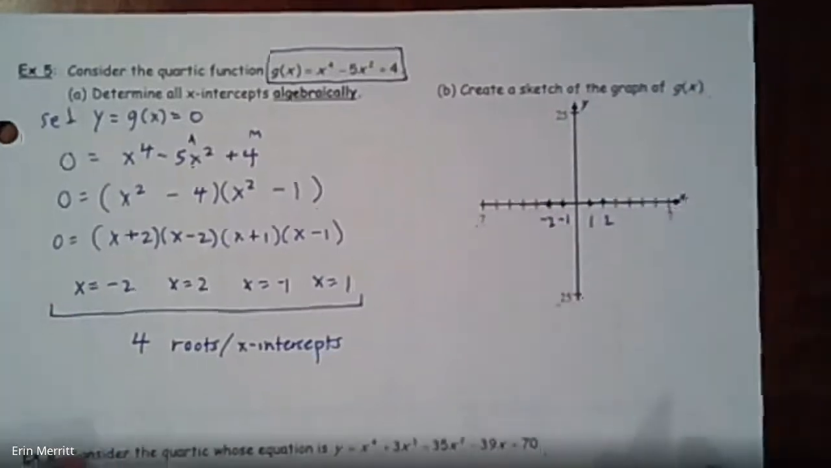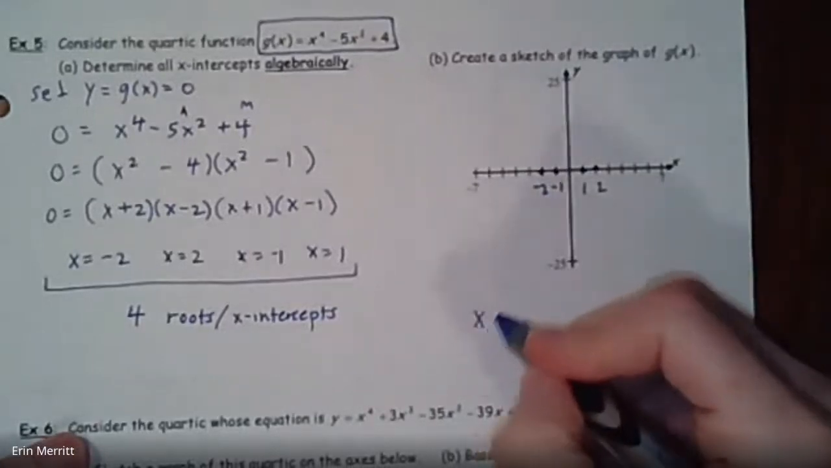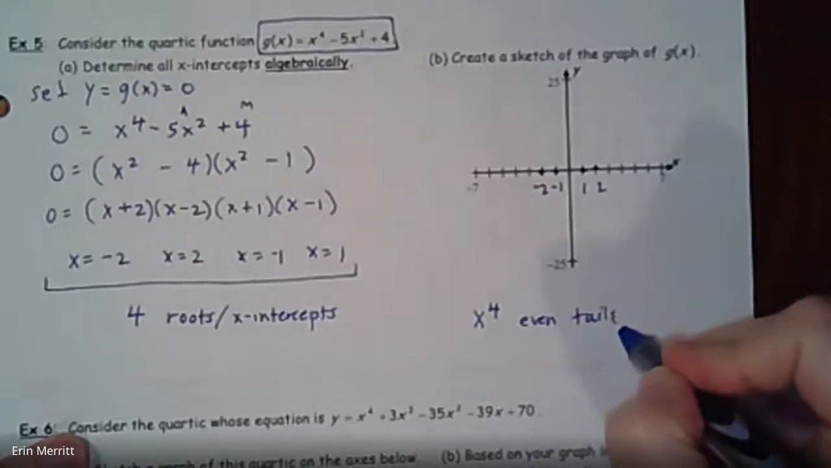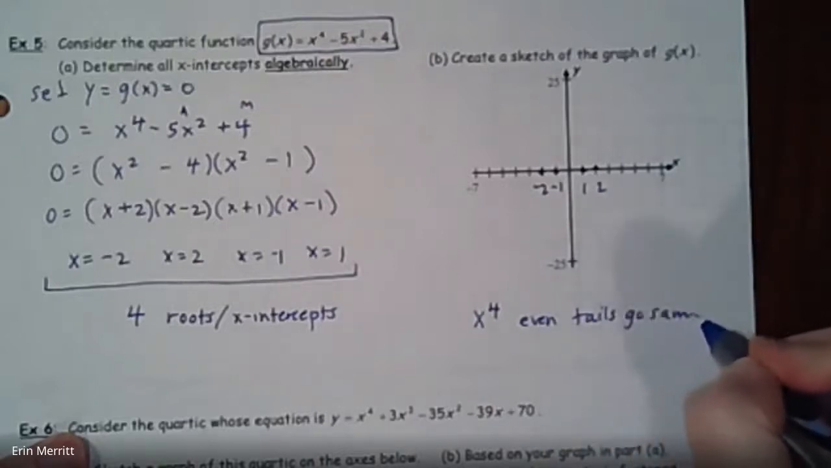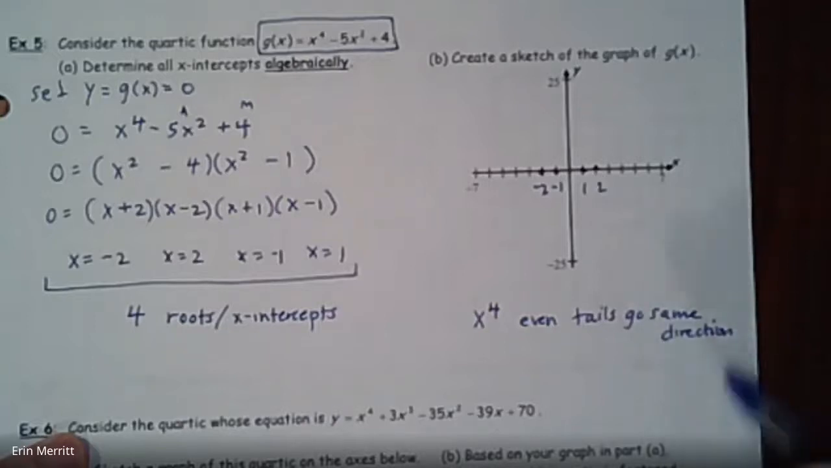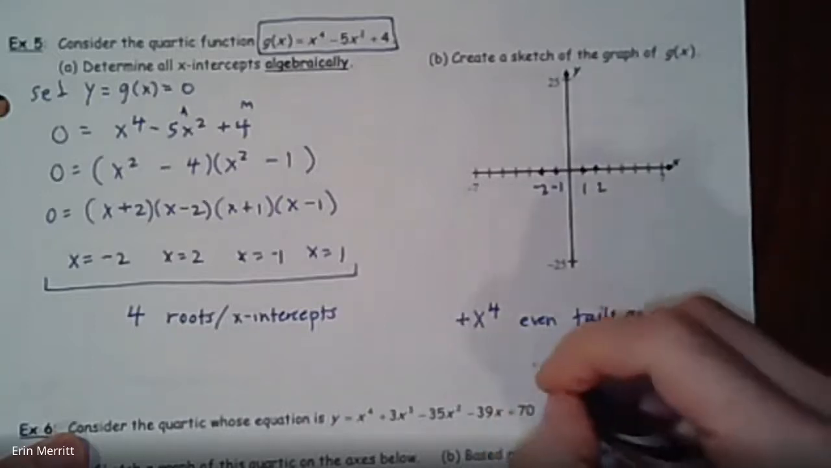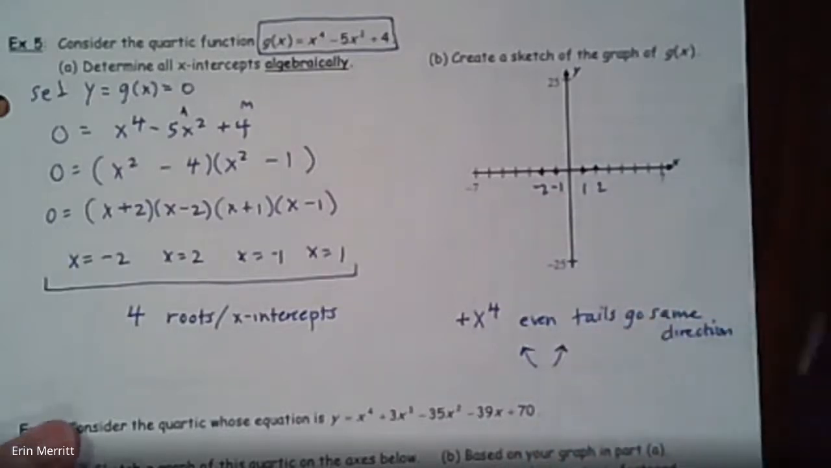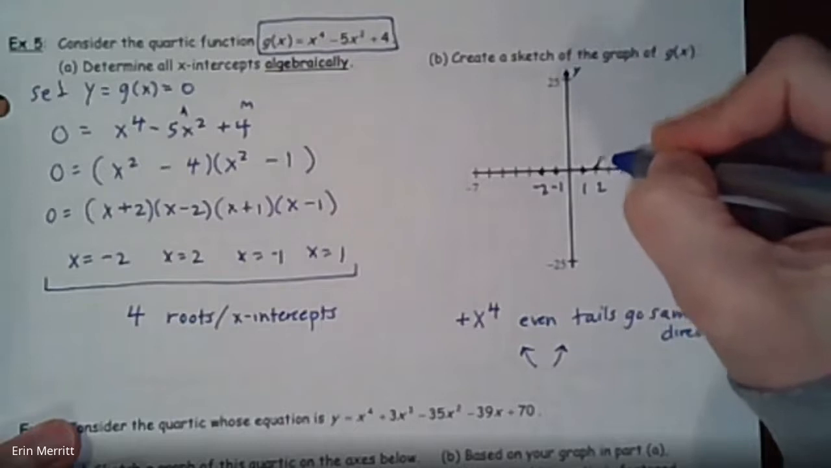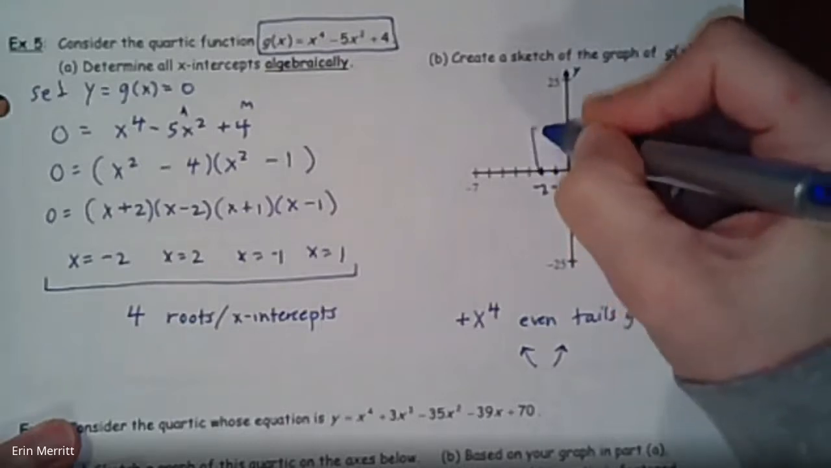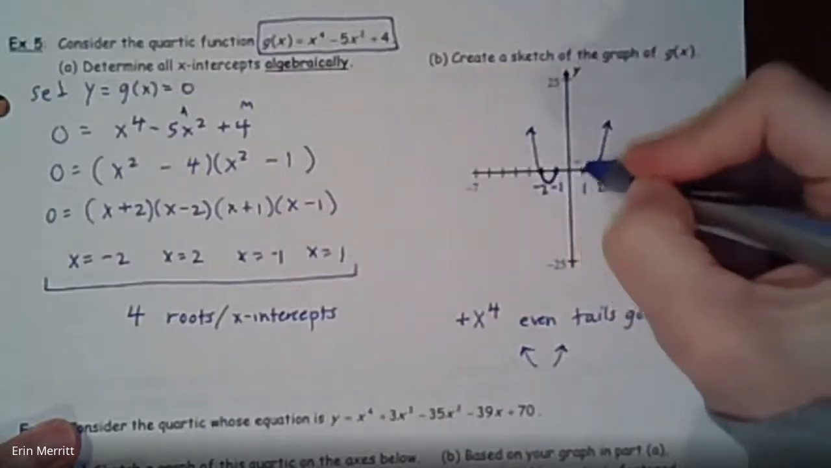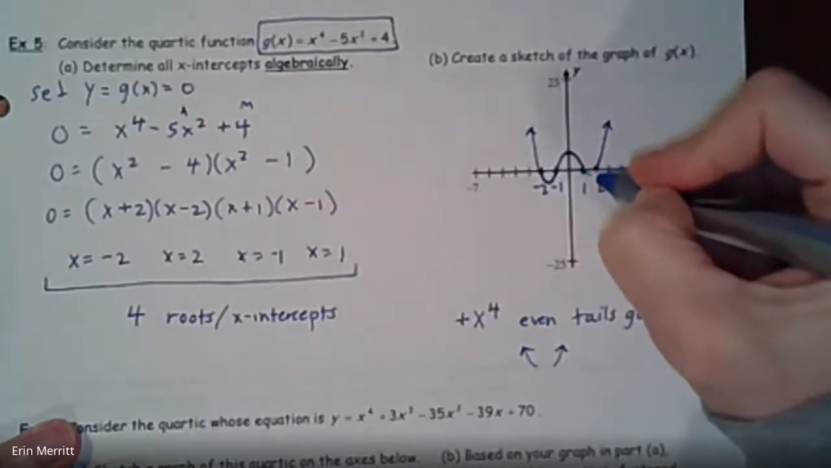All right, now I want you to think about the tails for an x to the 4th. So it's an even function. The tails go the same direction. So either both up or both down. The fact that this is a positive x to the 4th means that it'll both go up, sort of like a parabola that opens up, right? But now we start to see a different shape other than the parabola because it has to pass through the x-axis. So it's going to go down and then come back up and then go back down and come back up.